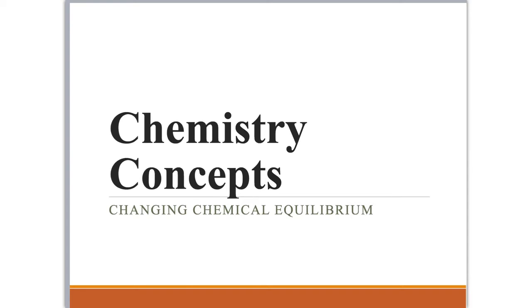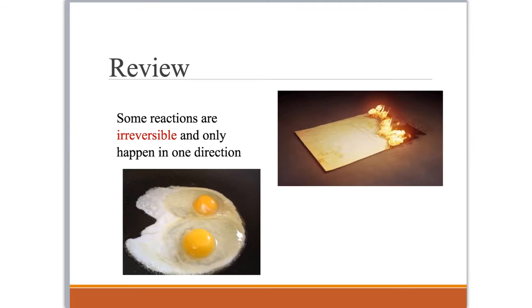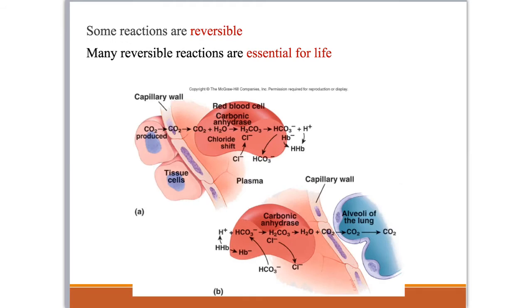Now that you've learned about reversible reactions that can reach equilibrium, I want to talk to you about how we can change that equilibrium. First of all, a little bit of review. Some reactions are irreversible and happen only in one direction. You can't go backwards. We can't unburn this piece of paper or unfry an egg. Once that reaction has happened, it is finished.